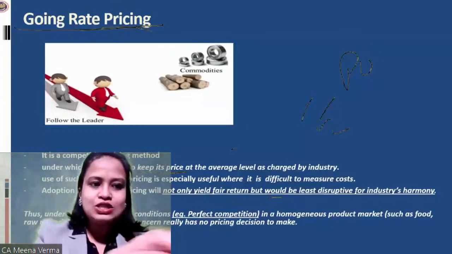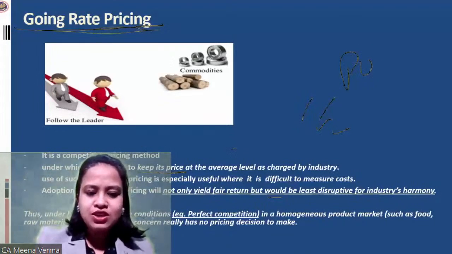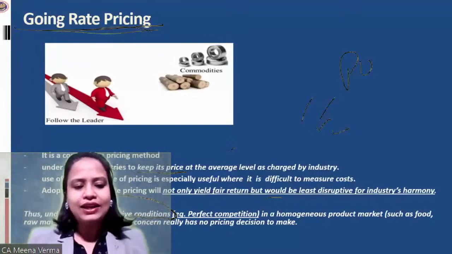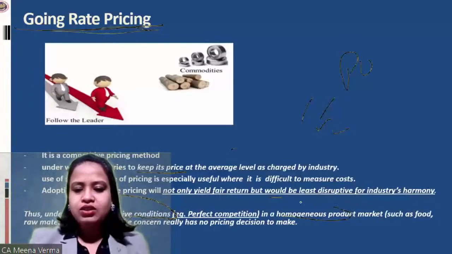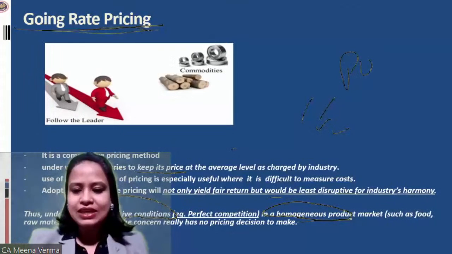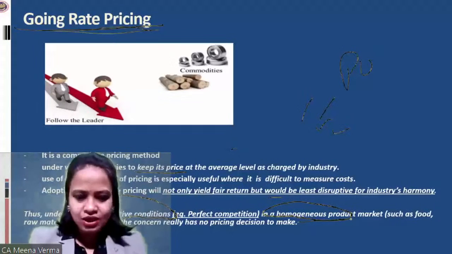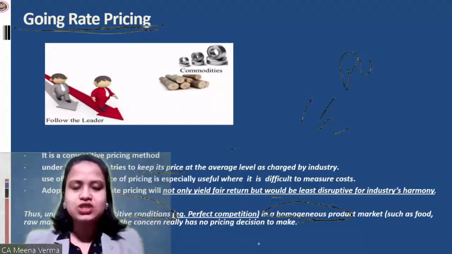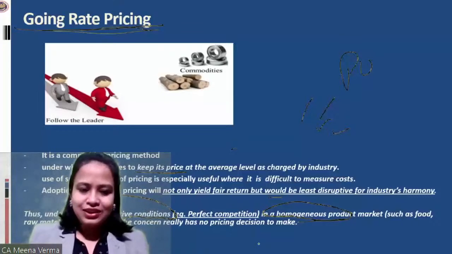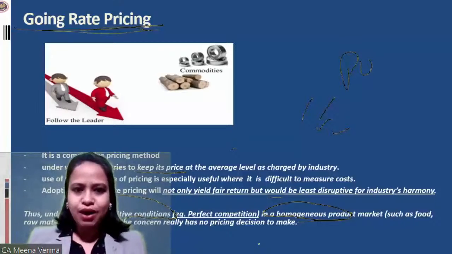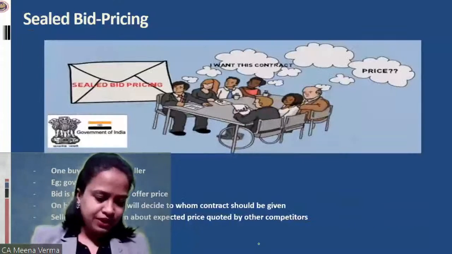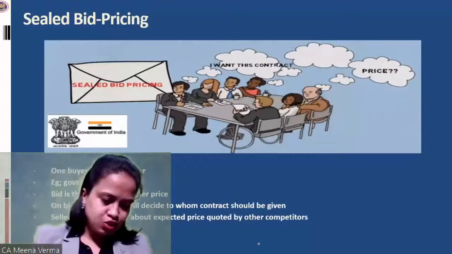You can apply this going rate pricing where the competition is very high, under a highly competitive condition where the other competitors are selling homogeneous products. So you can apply the same condition in case of perfect competition, right? You are adopting the price which is actually prevailing in the market. I hope there is no doubt up to this point. If you have any doubt, you can ask me.